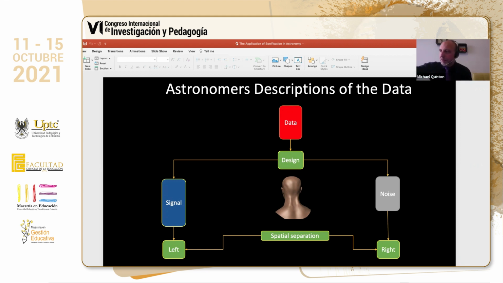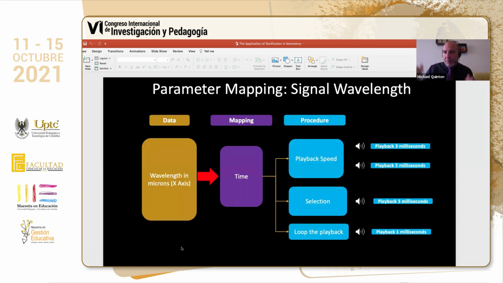So one thing in the design, the first thing that was obvious, was being able to separate the signal from the noise on the left and right speaker. So you hear them as two separate things, signal and noise, on left and right speaker. That was the most obvious thing that we were looking for. We're not working with temporal data here, but we said that we could change the wavelength data into time. One of the flexibilities of changing that into time would be that we could affect the playback speed.